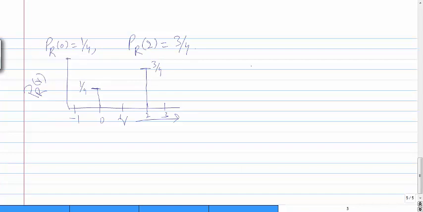Now mathematically we can write it as PR of r, equal to 1 by 4 when R is equal to 0, then 3 by 4 when R is equal to 2, and what about other values of R? 0 for the other ones. So this is the way of representing the PMF.